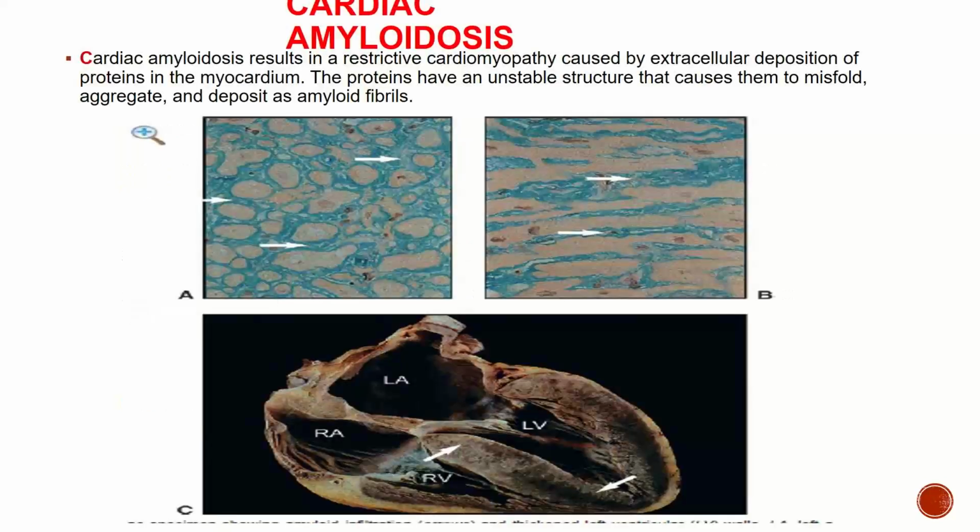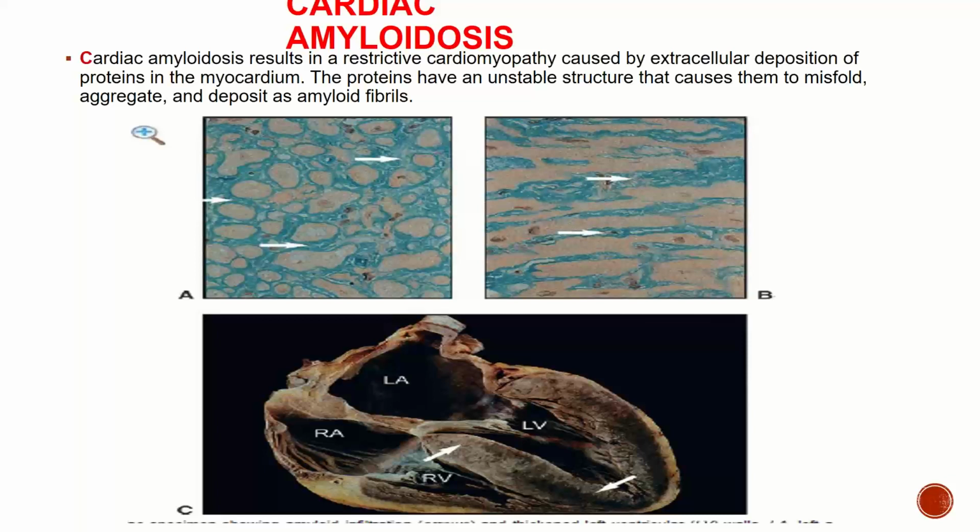So let's now talk about cardiac amyloidosis. Cardiac amyloidosis is a disease that results in restrictive cardiomyopathy. It's caused by extracellular deposition of proteins in the myocardium. The proteins have an unstable structure that causes them to misfold, aggregate, and deposit as amyloid fibrils.